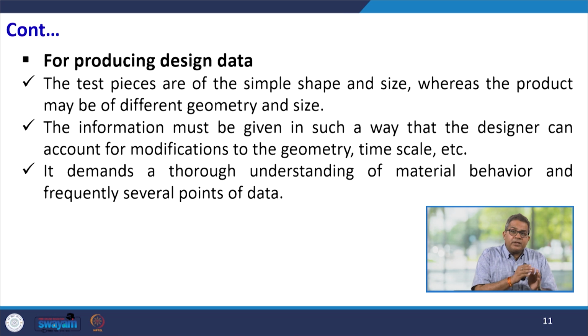Now, for producing the design data, the test pieces are of simple shape and size, whereas the product may be of different geometry and size. The reason is that sometimes you need to have a prototype for the test pieces, but the actual product may be different. So, the information must be given in such a way that the designer can account for modification to the geometry and time scale. So, the designer must be aware of this particular aspect.